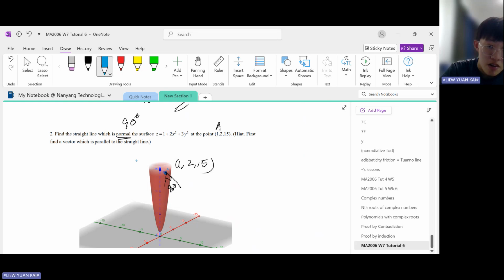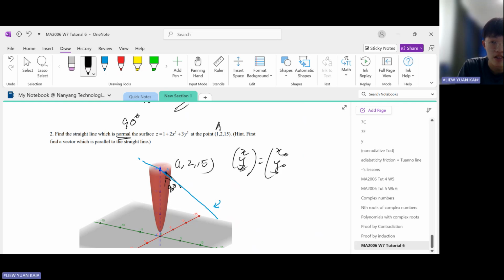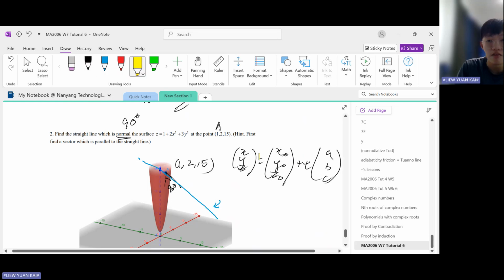So your line will go through like this. So we want to find the equation of this line. Okay, the equation of this line. So remember, equation of line takes this form: x naught, y naught, z naught plus t times a, b, c. x naught, y naught, z naught is a known point on the line.